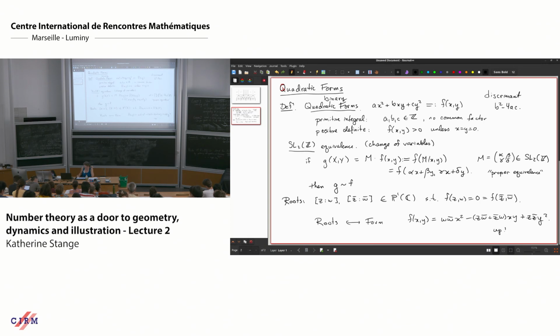It's always up to scaling, because I'm working in P1, right? And so my Z and W are only given up to scaling to begin with. But like I said, the quadratic form doesn't change very much when you just add a scaling factor. We can essentially ignore that.